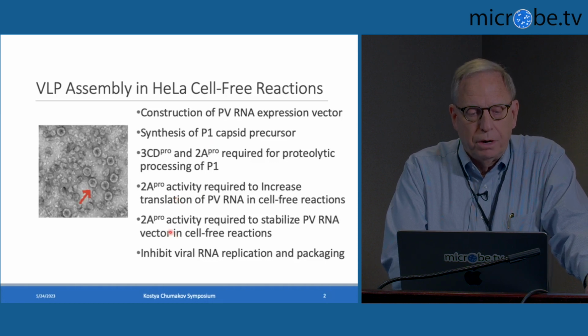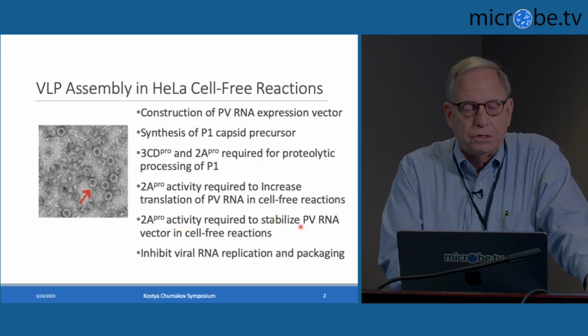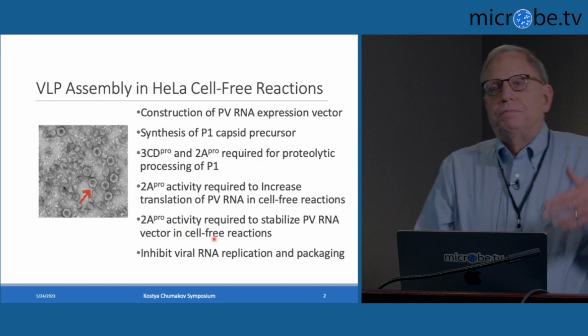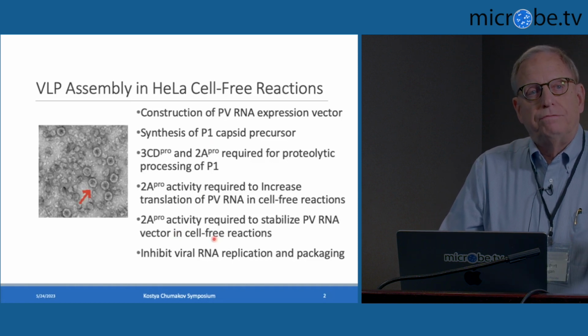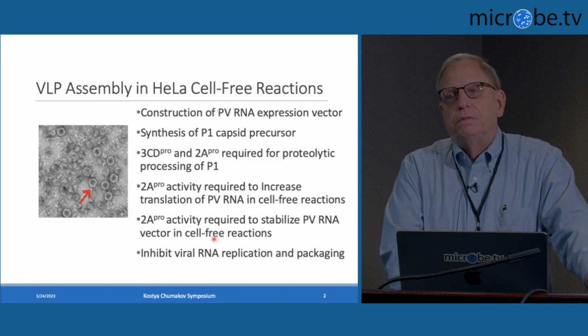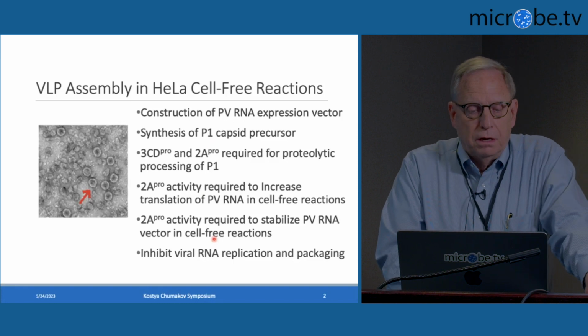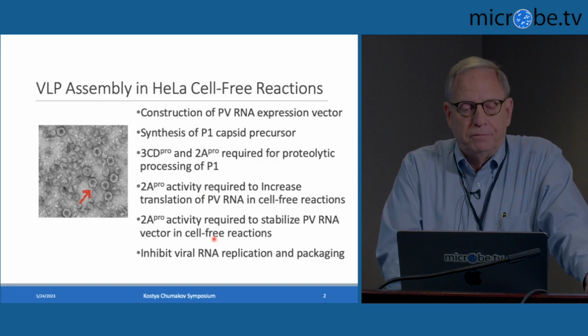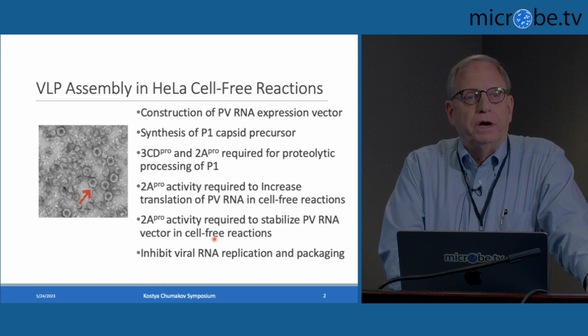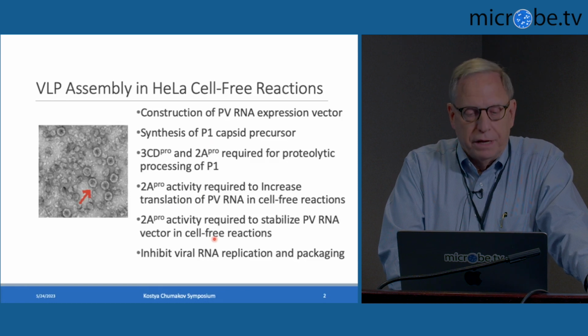In addition, the 2A Pro activity is required to stabilize the poliovirus RNA, and we had learned that as well from our studies in the cell-free reaction. And this is something that's very specific for poliovirus RNA, and we never figured out exactly what it's doing in that regard, but we first thought it was just digesting RNases, but in fact, it's specific for polio. We tried it with some other viral RNAs, and it had no similar effect.